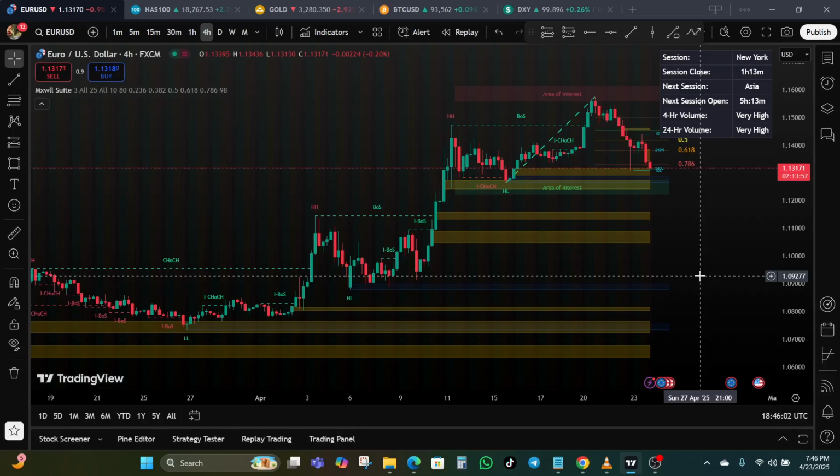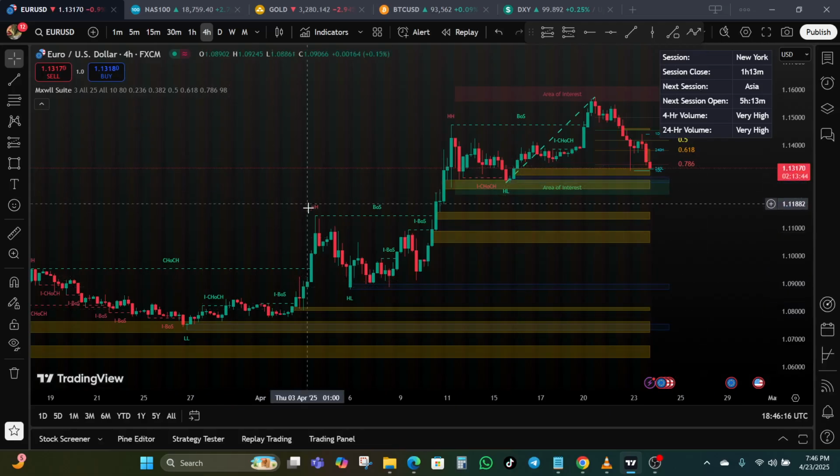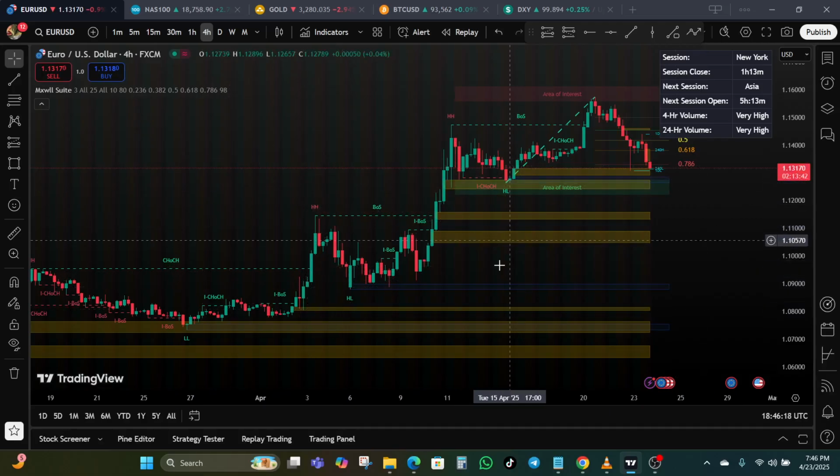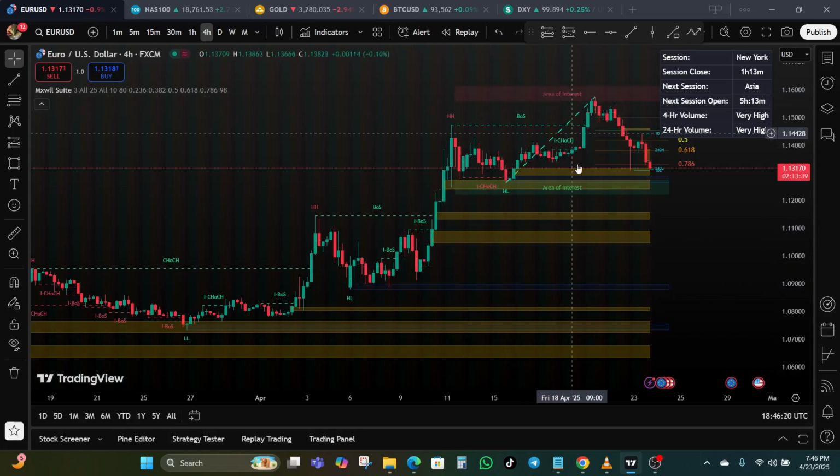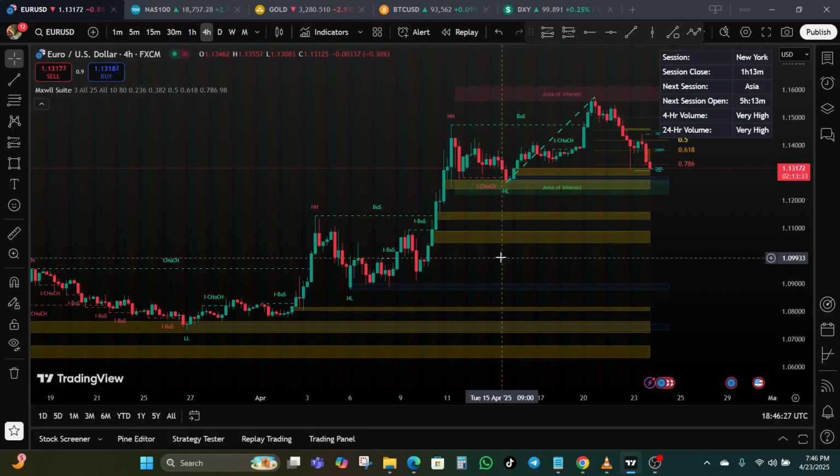It combines market structure, supply and demand, and liquidity manipulation to create clean, objective trade setups. It removes the noise by focusing on what matters: break of structure, change of character, internal liquidity, valid zones of interest, and all of that. Every element works together to help you see what the market is really doing and where it is likely to go next. Now, let us talk about the building blocks.